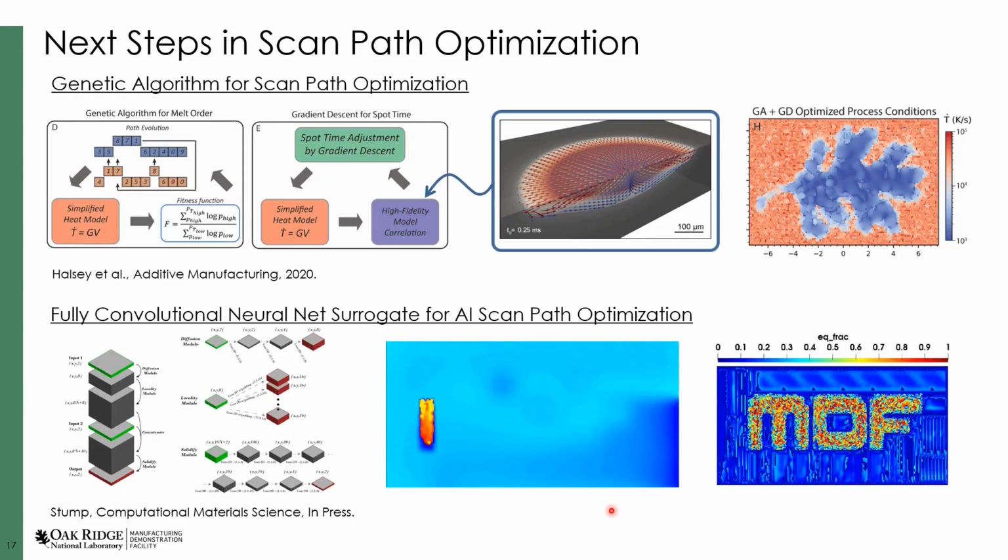And we can get some pretty sophisticated behavior in the scan path that's able to modify the equiax fraction in this case. Again, we're just using Inconel 718 as kind of a toy problem. So this is where I kind of think the future of this type of scan path optimization stuff is going. But I want to take a minute to actually talk instead about a different approach entirely.